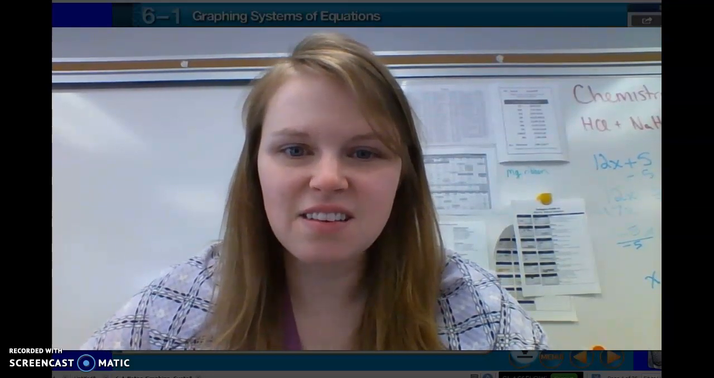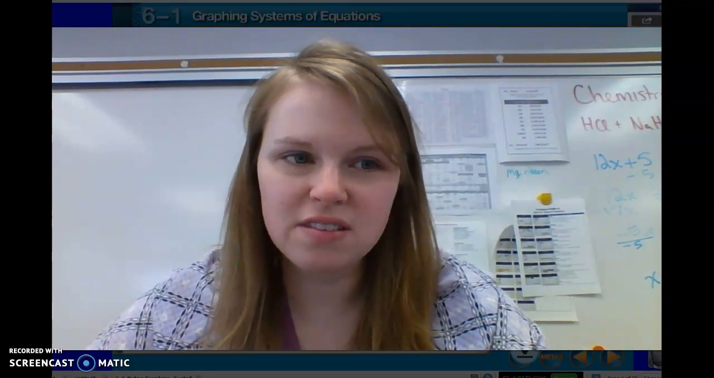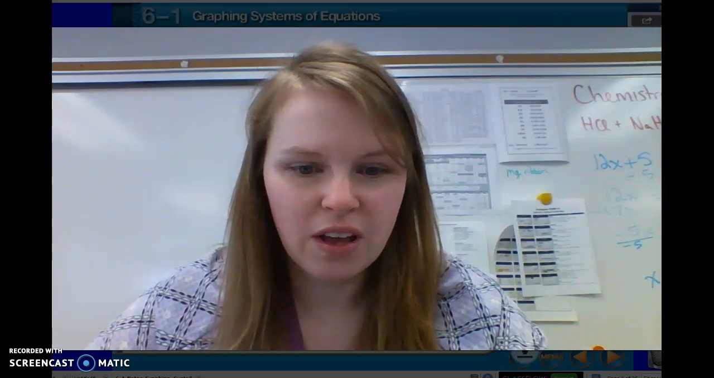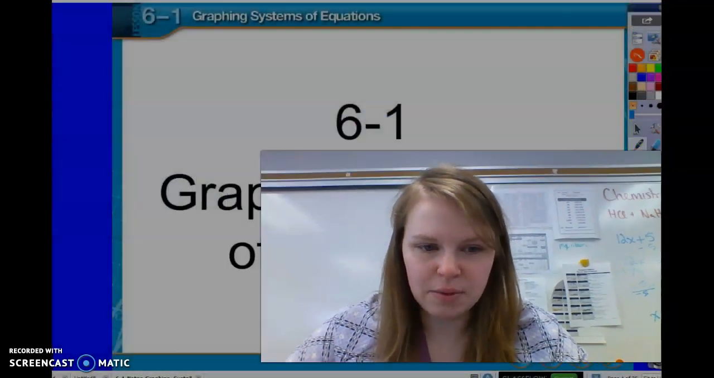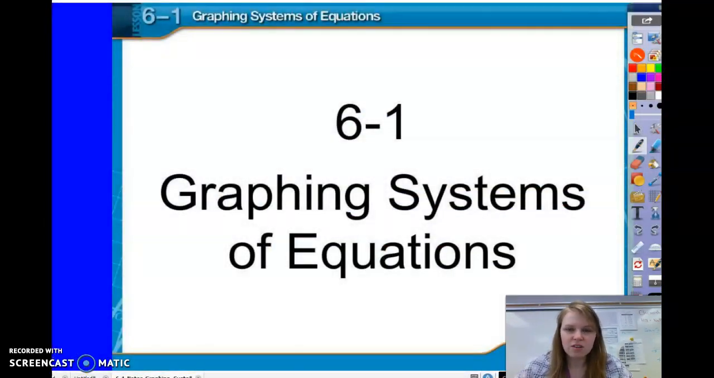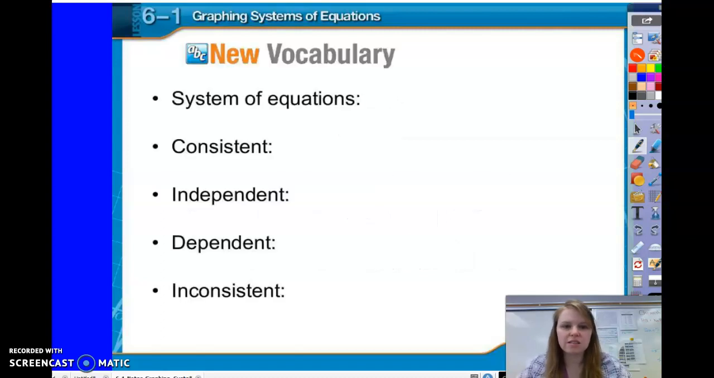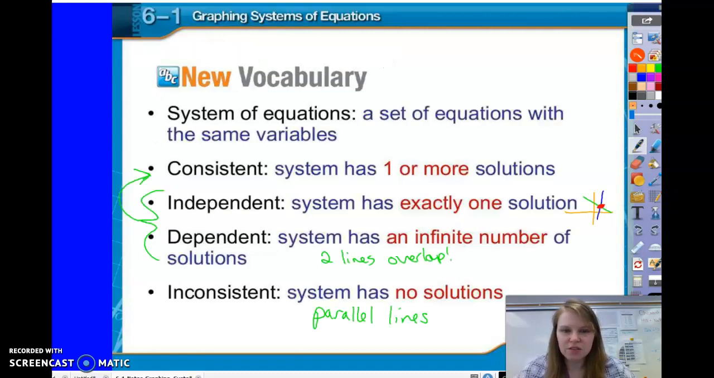Alright, today we're going to take a look at section 6-1, Graphing Systems of Equations. So, let's go ahead and get started here. Let me minimize myself. So, graphing systems of equations. Let's first look at these 5 vocab words. It would be a good idea to write these 5 vocab words down, and then we'll throw some definitions at you here. Okay, so here are those definitions.